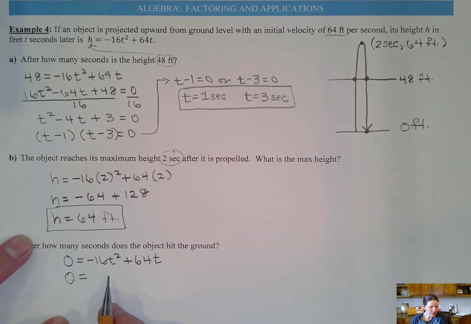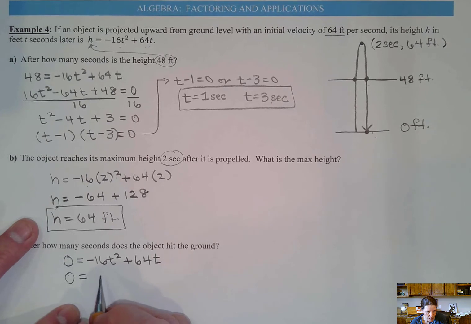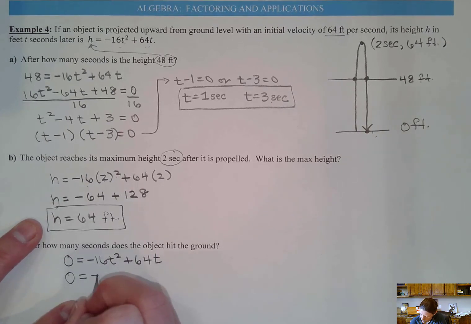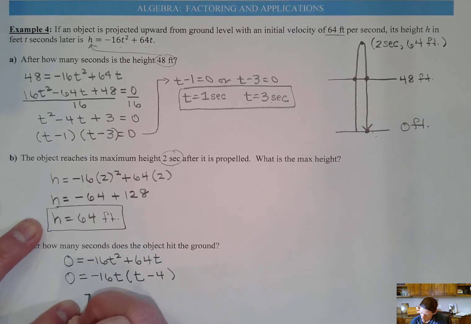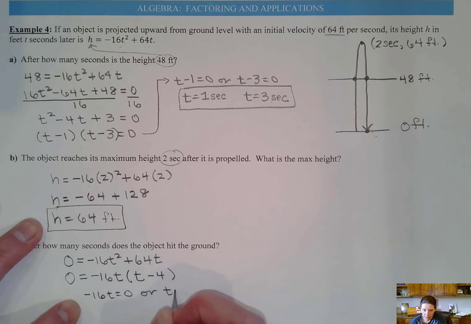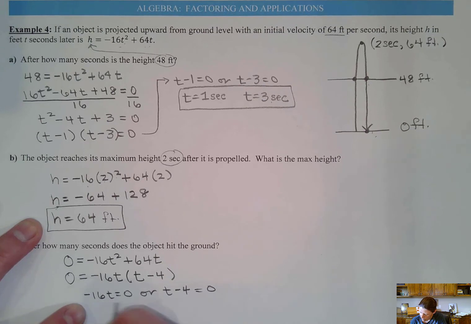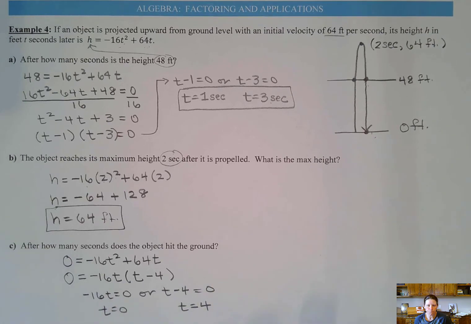And let's see, I'm just going to go ahead and factor out my greatest common factor here. I'm going to factor out -16t times t minus 4. So -16t equals 0, or t minus 4 is equal to 0. Dividing by -16, t is 0. Adding 4, t equals 4.